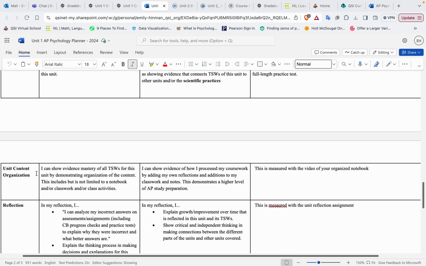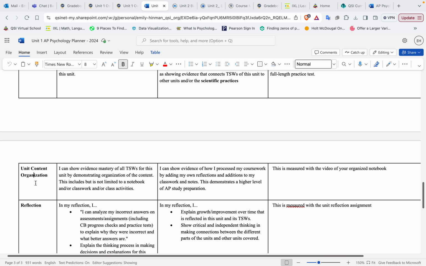The next one that's on every unit is this unit content organization. It says, I can show evidence of mastery of TSWs by demonstrating organization of the content. This is included but not limited to a notebook, classwork, or class activities. I can show evidence of how I process my coursework by adding my own reflections into the classworks and notes. So what I'm asking you to do in every unit is a video of your notebook, to show me how you're keeping it organized and what you're adding to it. Are you connecting it to other things you've learned, something that happened in your life, and so forth?